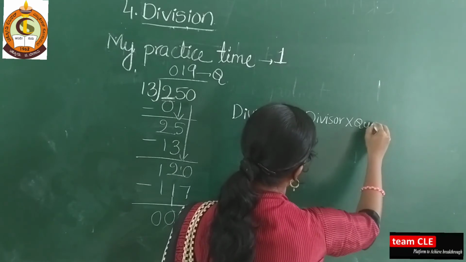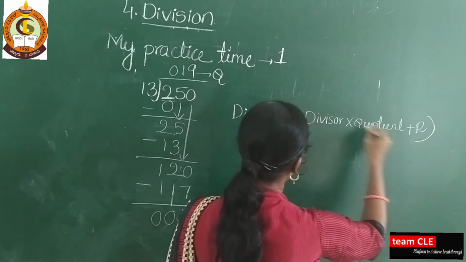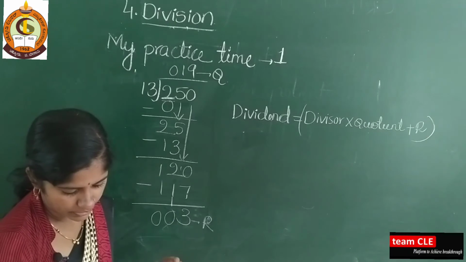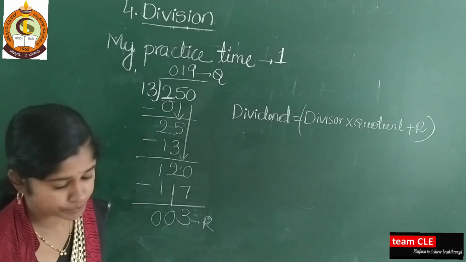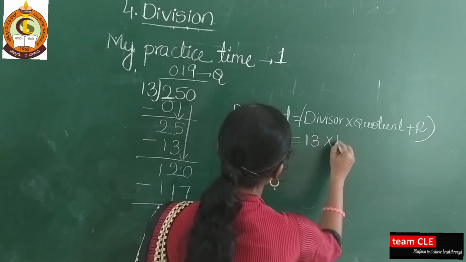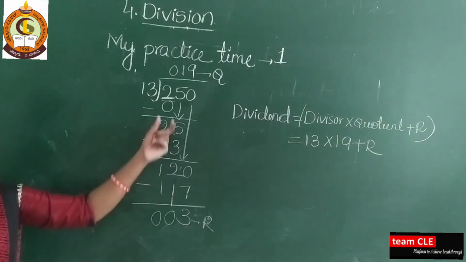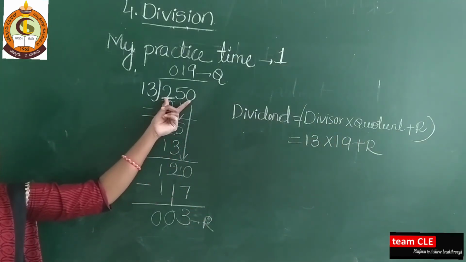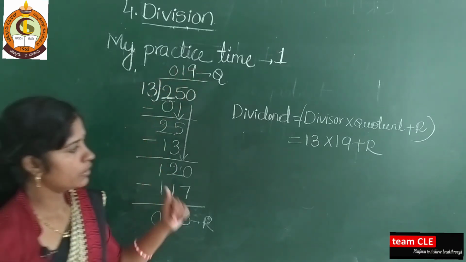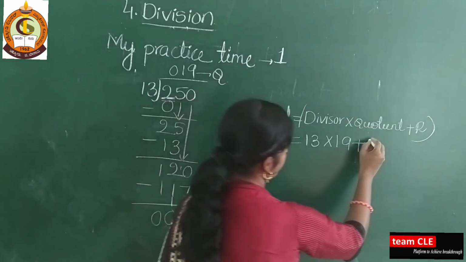Dividend equals divisor into quotient plus remainder. Here R means remainder. So tell me, here how much is the divisor? Divisor is 13. 13 into quotient 19 plus remainder. See here, while writing the divisor, most of the students are writing it the other way. Don't write that; if you take that, then you will get a wrong answer. Divisor into quotient. Here the remainder is 3. That 3 you write here.